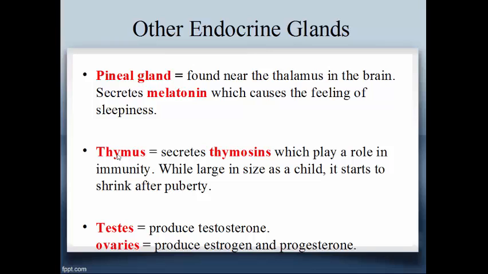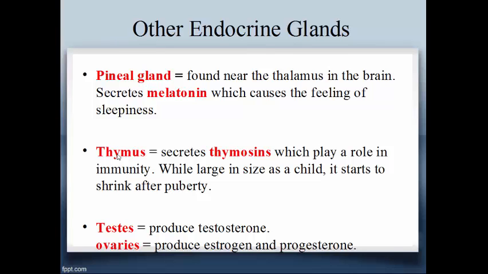Pineal gland. This is found near the thalamus in the brain. It secretes melatonin, which causes the feeling of sleepiness. This is why you feel tired whenever it's raining or whenever it's overcast. Your body starts to think that it's nighttime, so that's why it's getting you ready to take a nap or getting you ready to go to bed. So that's why you feel that way when it's raining. It's a real physiological reason why you feel like that.